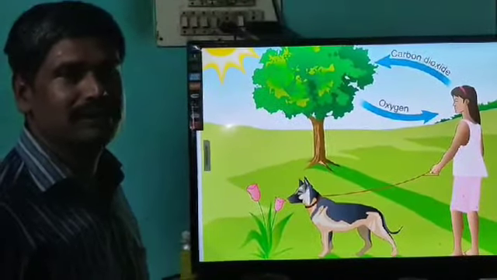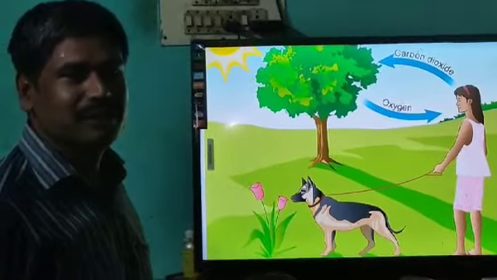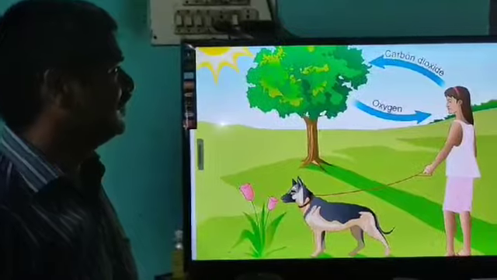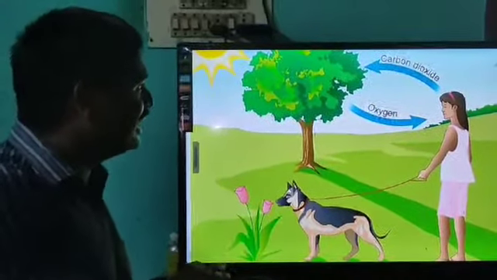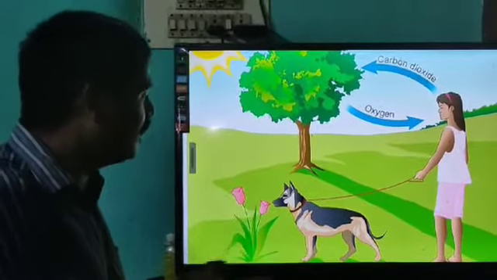Good morning, children. Today we are going to discuss two lessons. The first one, respiration in organisms. See, the plant takes in carbon dioxide and releases oxygen, which is utilized by human beings. The plants need carbon dioxide.